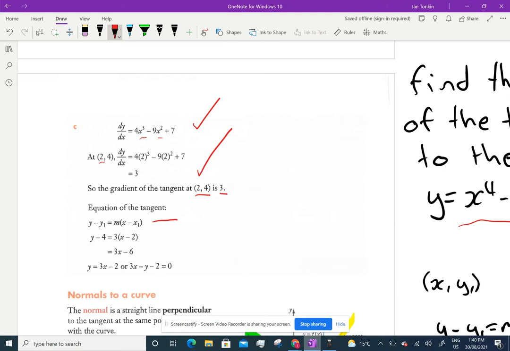So you put your gradient in, 3. You put your y value in and you subtract it. You put your x value in and you subtract it. You get 3x minus 6. And I'm pretty sure they've done this incorrectly, because that's y minus 4 equals 3x minus 6. And you add that over and you get y equals 3x minus 2, which they've got down here. Geez, that's some bad working.